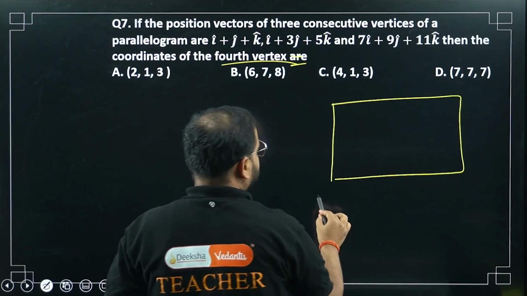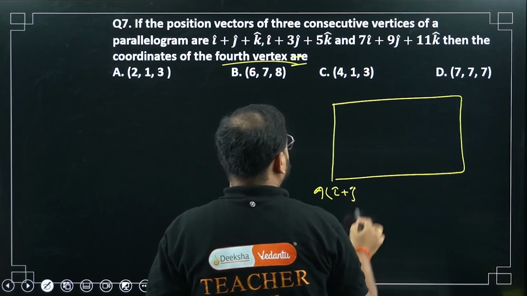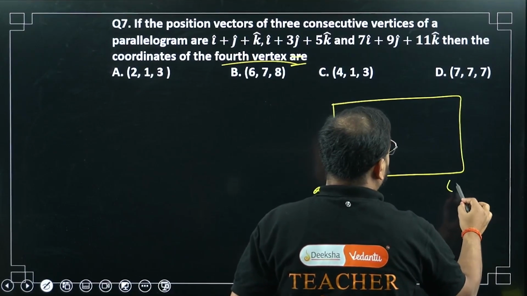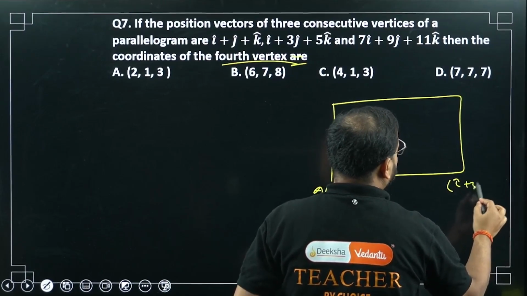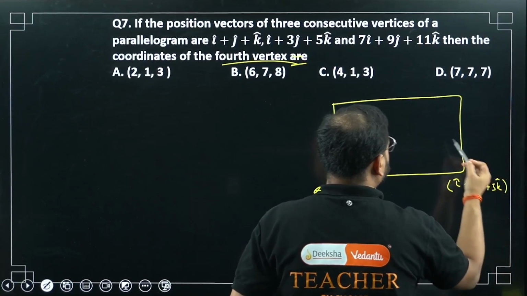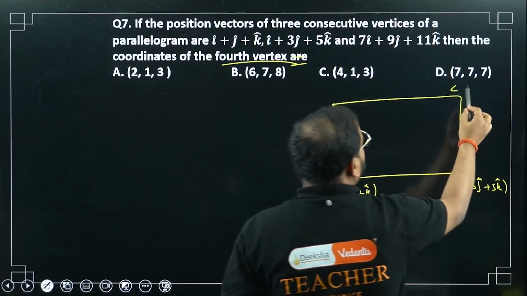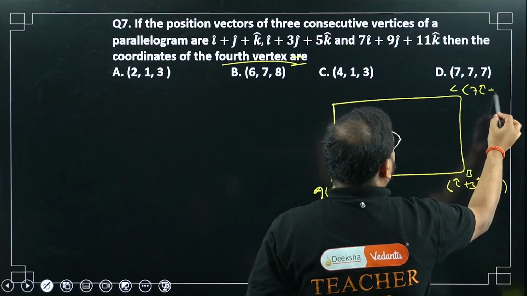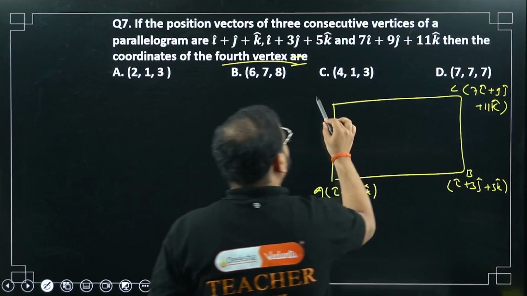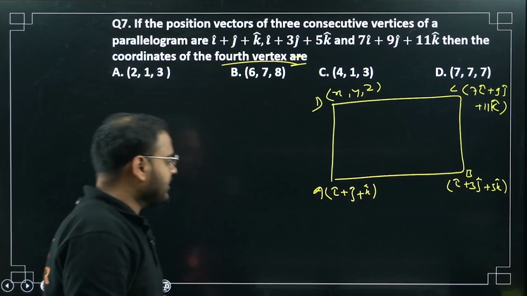Let's write it. Vector A will be i cap plus j cap plus k cap. Consecutive means next to each other: B is i, 3j and 5k. And the last one, C, is 7i cap, 9j cap and 11k cap. What's D? I don't know, so x, y and z.